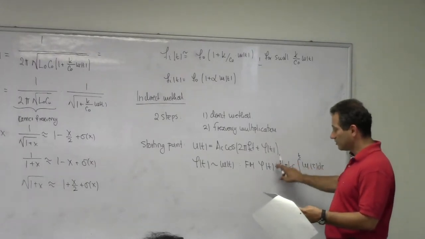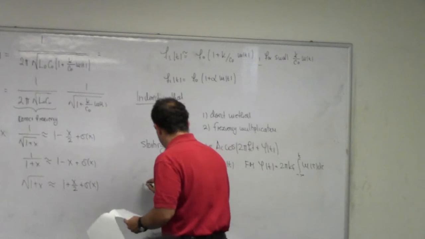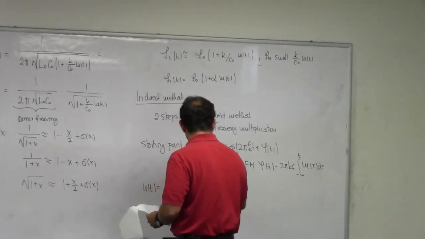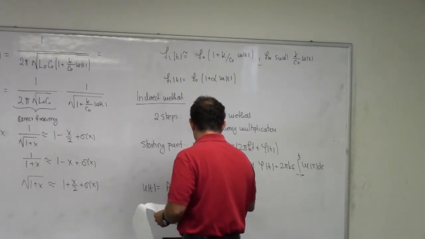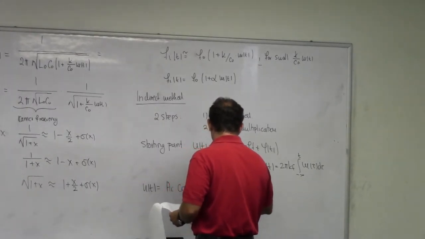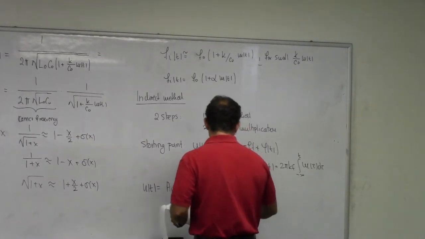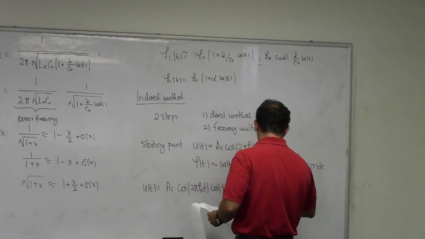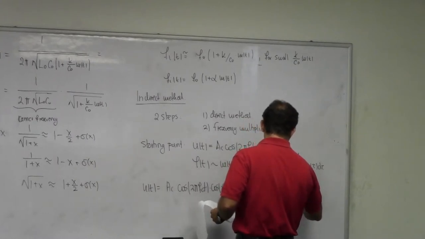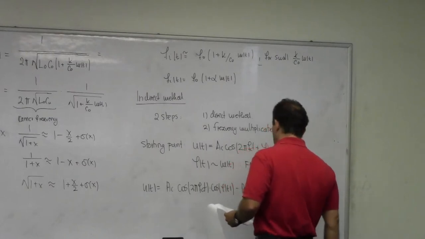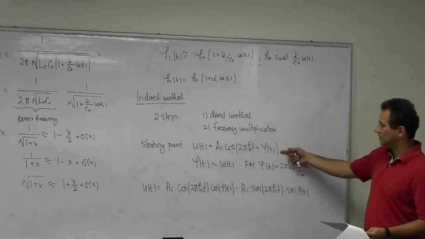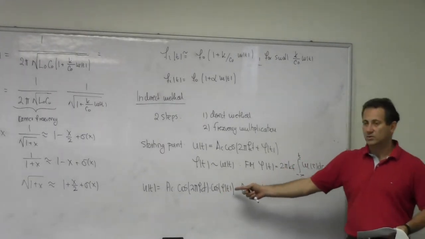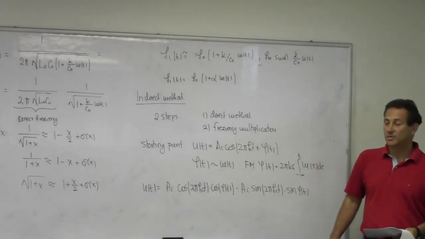So if phi of t is small, then u of t in general can be written as Ac cosine 2 pi fc t times cosine phi of t, minus Ac sine 2 pi fc t times sine phi of t. What did I do? I took this cosine of the sum of the two angles and wrote it in expanded form as cosine alpha cosine beta minus sine alpha sine beta.